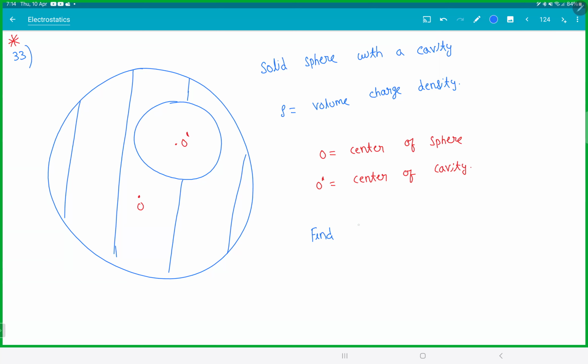Find the field inside the cavity. Means if I take any random point inside the cavity here or here, what is the field? It's a pretty good result. Should definitely mug it up. They can also ask in mains as a theoretical question.